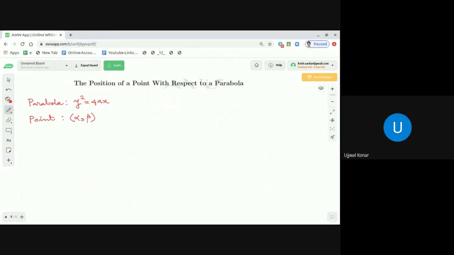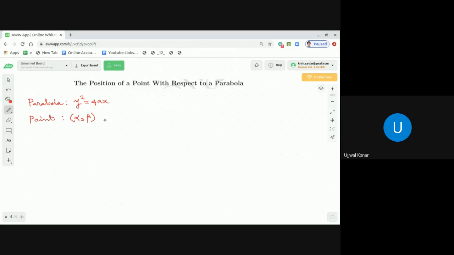Now dear students, if a graphical representation of the parabola and the exact position of the point is given, then you can easily say whether the point is outside the parabola or on the parabola or inside the parabola, correct or not? But if such information is not given, means if such visual representation of the parabola and the location of the point is not given, then how can you conclude? There is a better way to conclude, that just you need to find the value of the expression beta square minus 4a alpha.